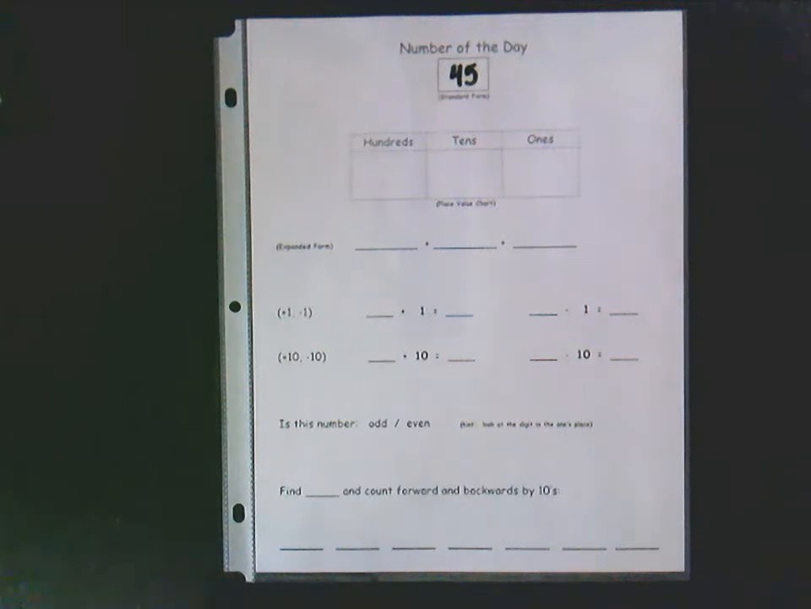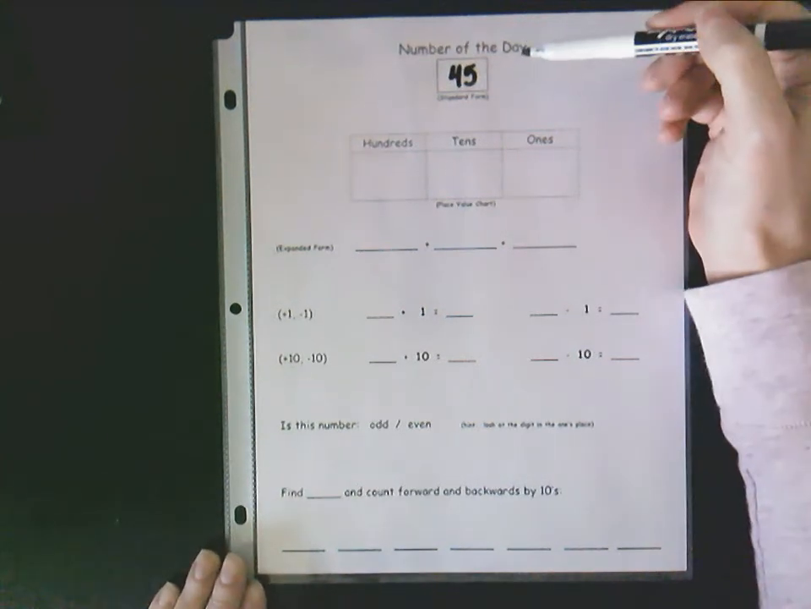Okay, so I hope you had a chance to finish. Now let's go over the answers together and see how you did. Remember, if you get something wrong, it's okay to change it. And remember that we learn from our mistakes, especially in math. So 45 is our number of the day.